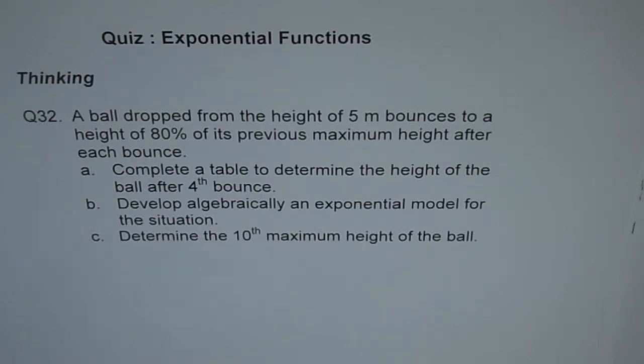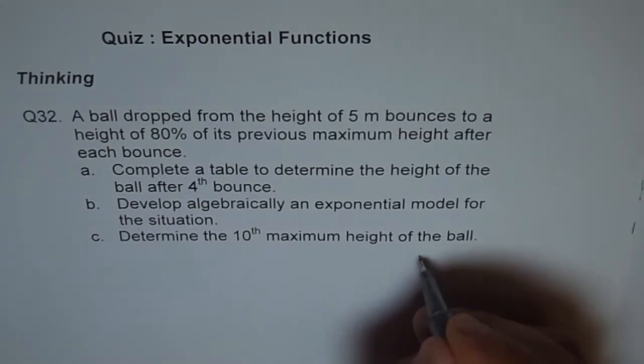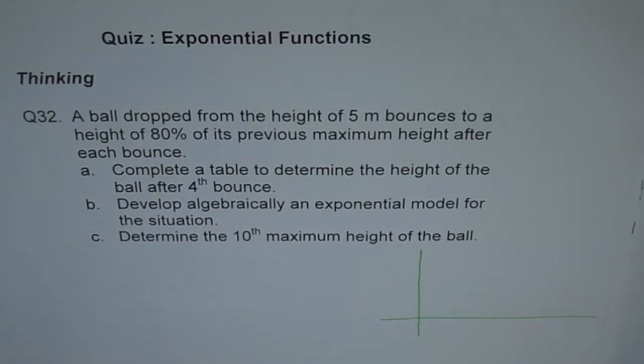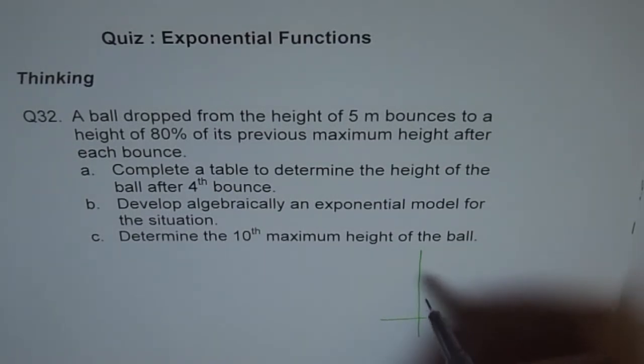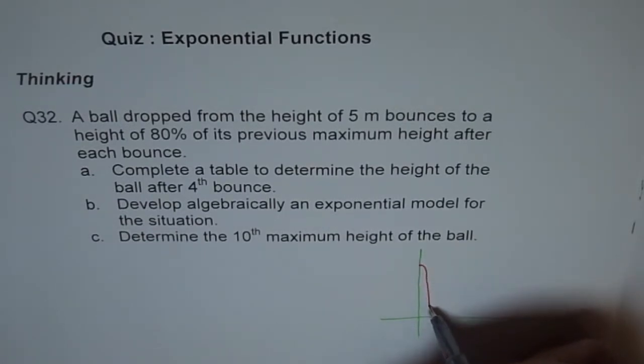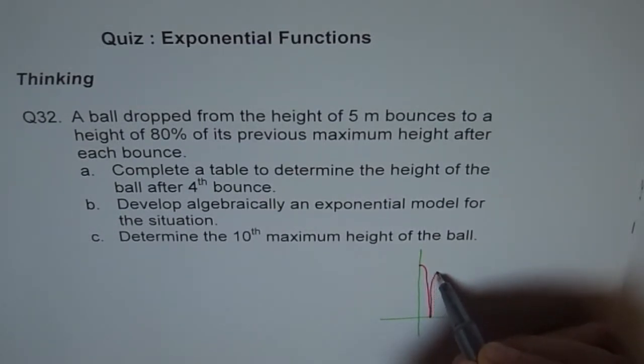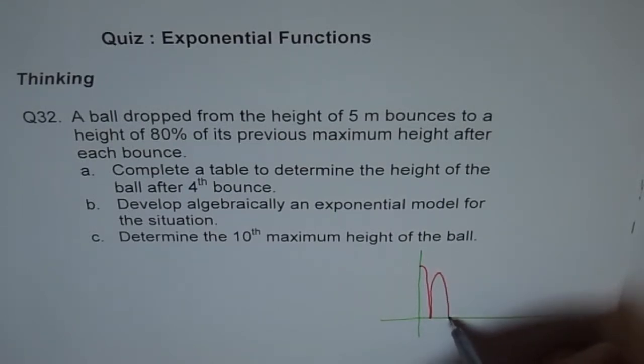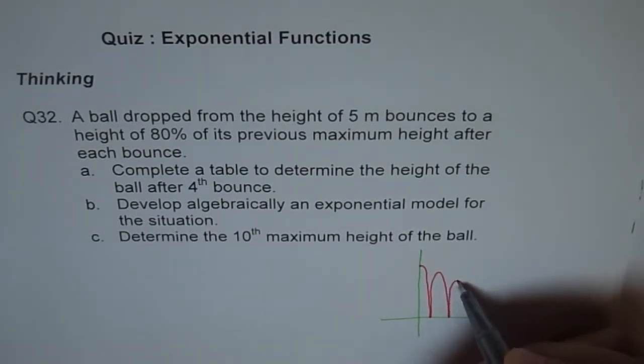for the solution. Now if I'm here to solve this, I would first sketch a graph, or rather a figure which will reflect what is going to happen here. So a ball is being dropped from some level, and that level is 5 meters. So it goes down, bounces back, goes up to 80%, and comes back. And then again it bounces back and comes back.